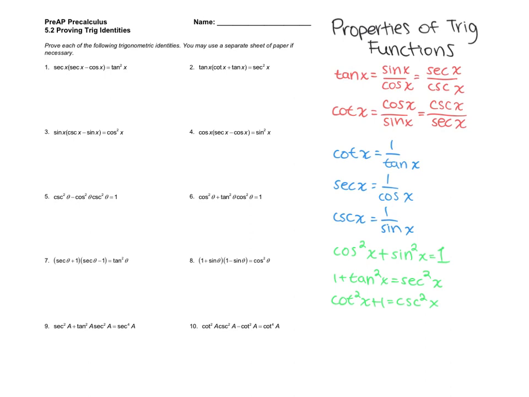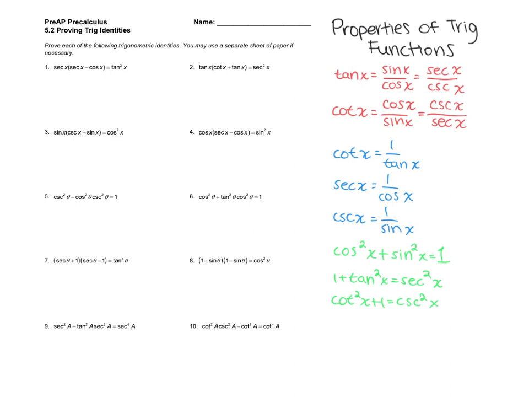So these are the three main ones to prove trig identities and simplify them. And there are a couple more, but these are the main ones. So let's go ahead and move on to our problems here. We'll start with number 1.